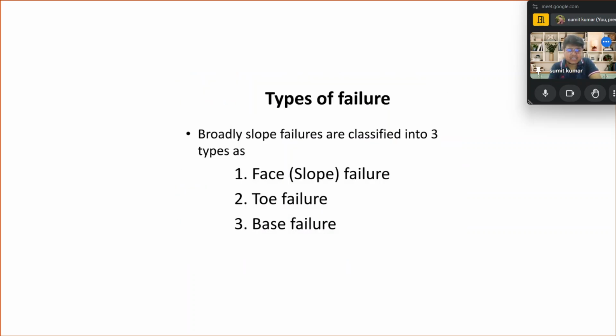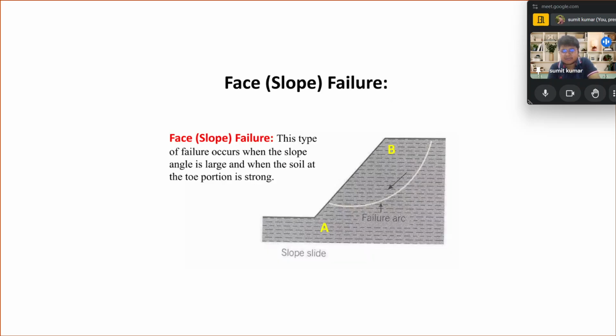Now we talk about the types of failure. As I have already said, over here it is again said that mainly three types of slope failure are classified. First is the face failure, second is the toe failure, third is the base failure. In a face failure, the failure takes place from the face, toe, and base. Okay, we will see some images. Over here, first one is a face failure.